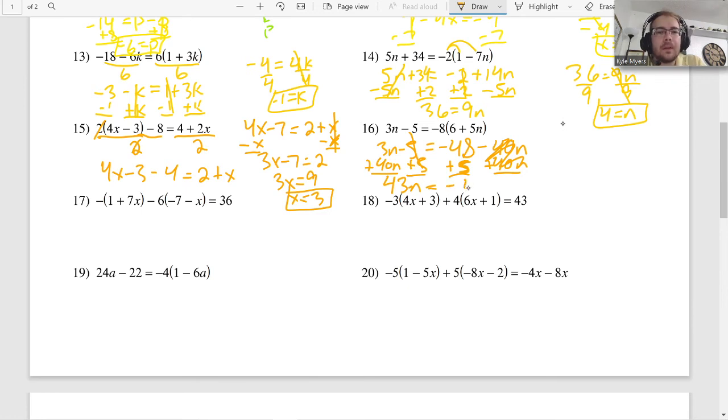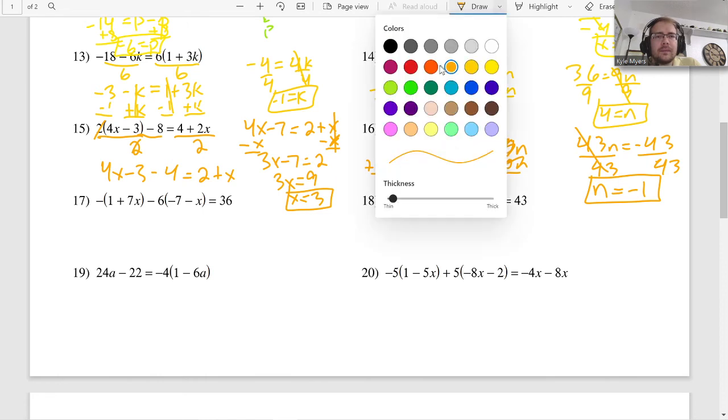So that's negative 43. 43n equals negative 43. And that worked out pretty nicely again. Look at that. 43 is a pretty big number, and I'm pretty sure it's prime, which means it doesn't divide by anything but 1 and itself. So that kind of lucked out there that we were able to do that. All right.